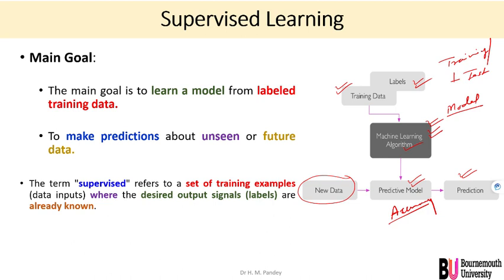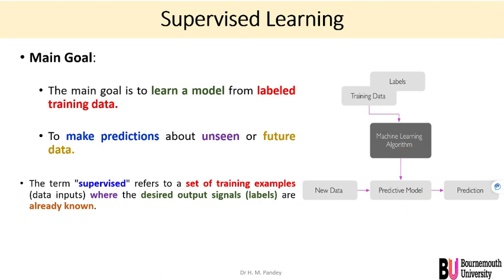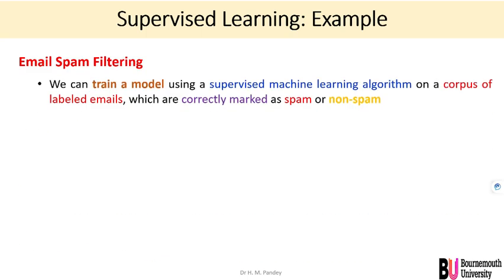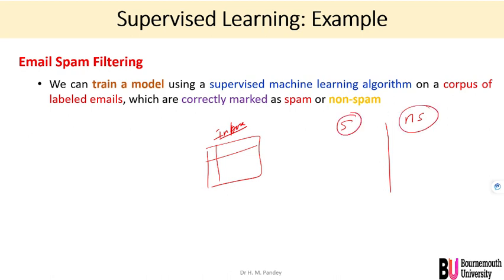So this is what you are going to do when you implement your supervised machine learning model. Some examples, like email spam filtering, is one of the best examples. So you are going to classify, you are going to create two categories. One is spam email, another one is non-spam email. So emails are coming to your inbox, and you are going to filter the emails based on whether it is spam or non-spam. So you are going to create a binary class classification.